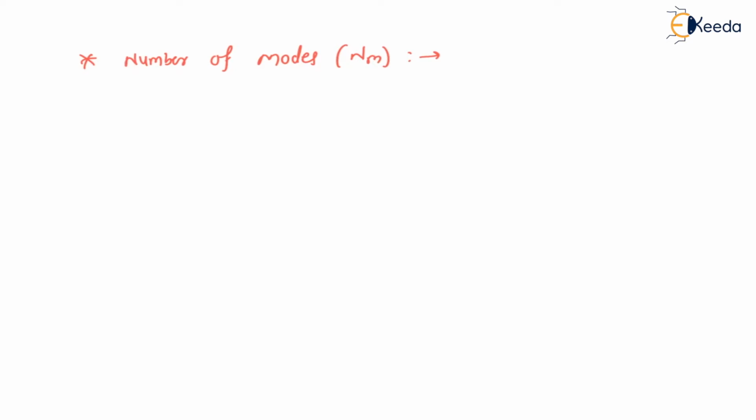So here, first of all, we will write the number of modes. For now we are deriving it for step index fiber. So here I'll write it is given by, that is number of modes, we denote it as NM. So for step index fiber, or in general, the formula for number of modes is NM equal to twice A divided by lambda square into omega.